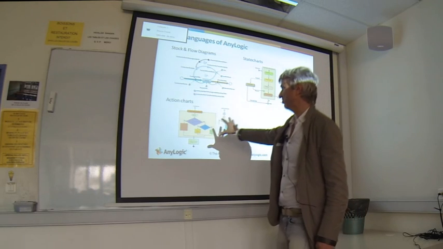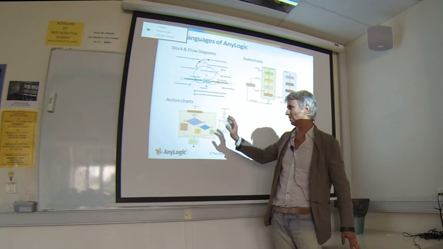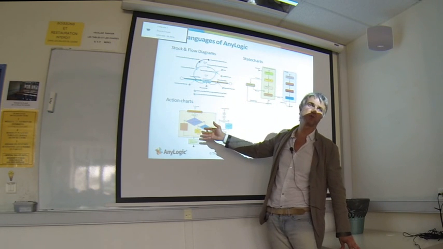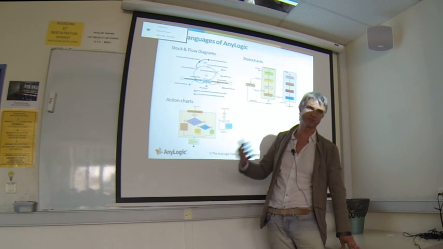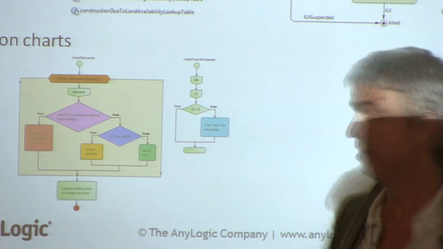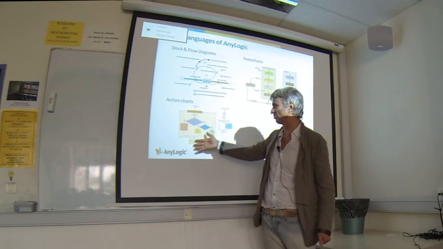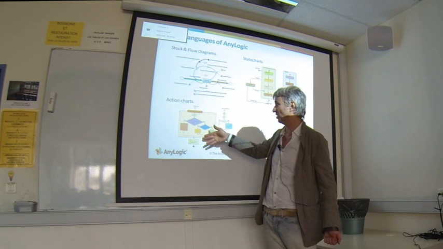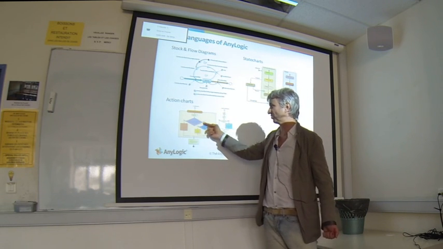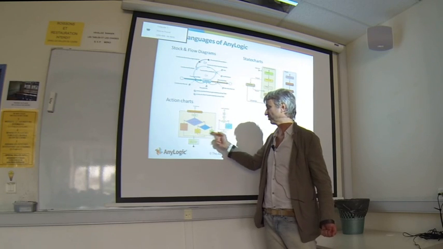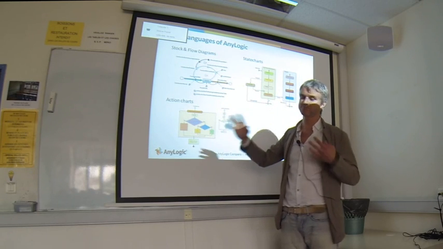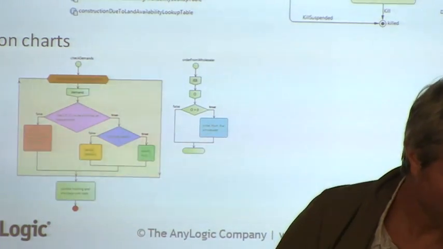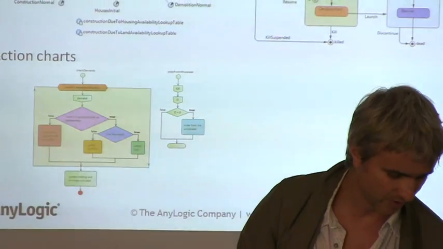Action charts. We haven't touched that either, but the idea behind them is, if you're not comfortable with writing Java code for your algorithmic part of your model, you can use the visual language of action charts to define your algorithms. So this is like loop, this is decision block, action block, etc. This is a kind of replacement for a Java function. Just letting you know that it's in there.